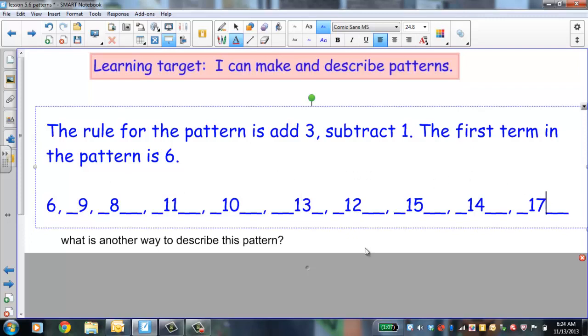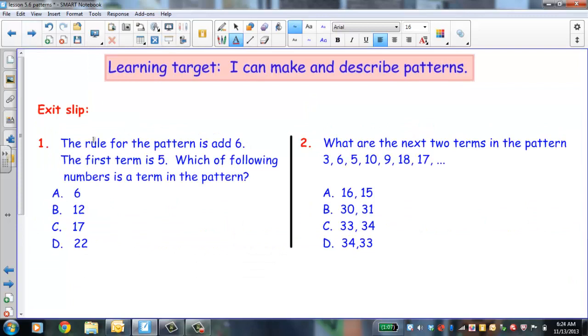So some words that you need to know today. First term, that refers to the first number in a pattern. And when it asks you to describe the pattern in another way, it means another way besides just the rule. So when you come and see me today, we're going to have an exit slip that looks like this, and you're going to answer some of these questions.